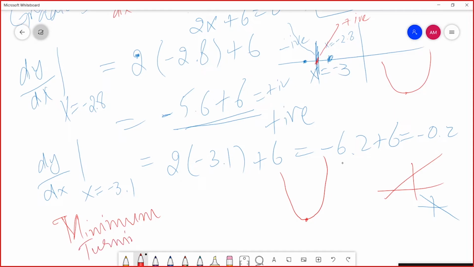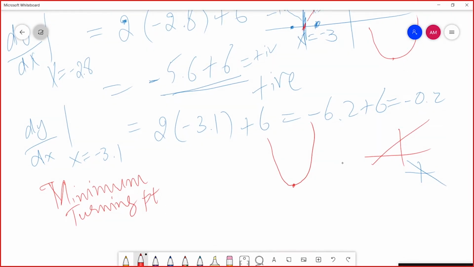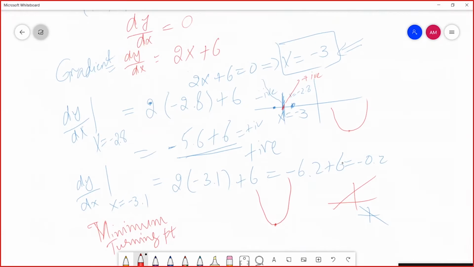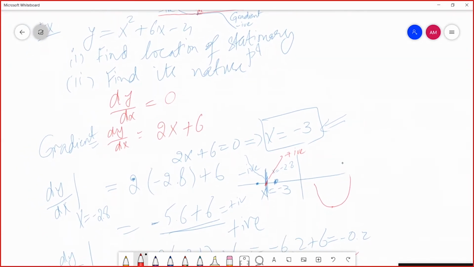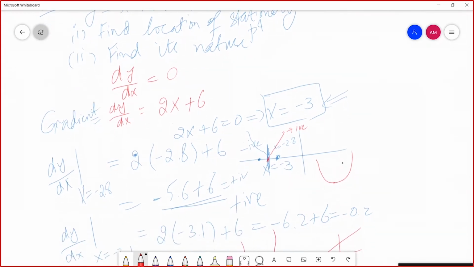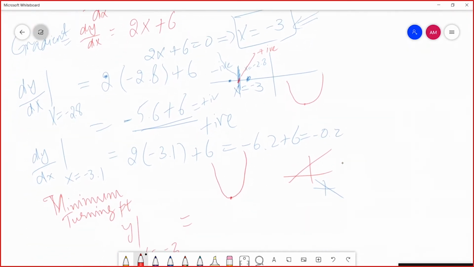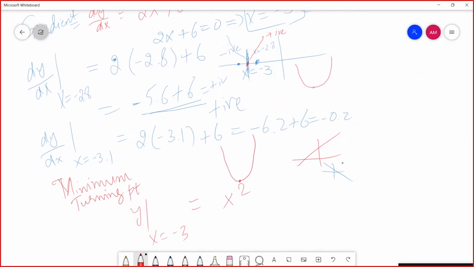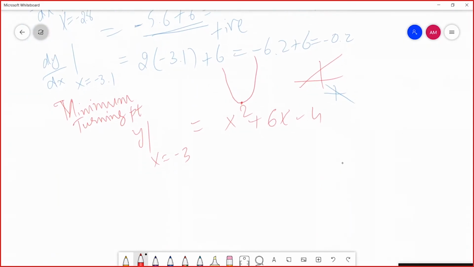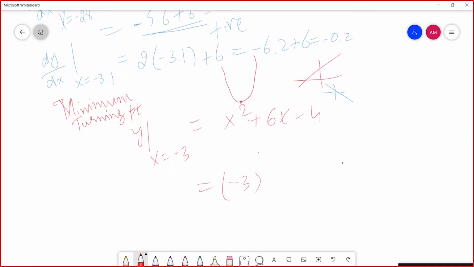When x is equal to -3. So we put that into the original equation, which is x squared plus 6x minus 4. We put y at x equal to -3, so this becomes -3 squared plus 6 times -3 minus 4. Can you calculate and let me know what the value is?